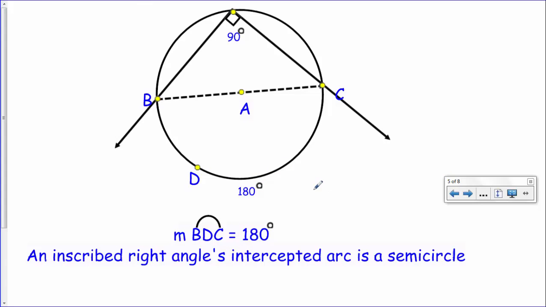Here's a general rule. If we have the measure of the arc as a semicircle, 180 degrees, then the inscribed angle will always be a right angle, because the inscribed angle is exactly half the measure, and half of 180 degrees is 90 degrees, which will make this always a right angle. Notice that the intercepted arc, this piece right here, makes a semicircle, and this segment would be a diameter of the circle.